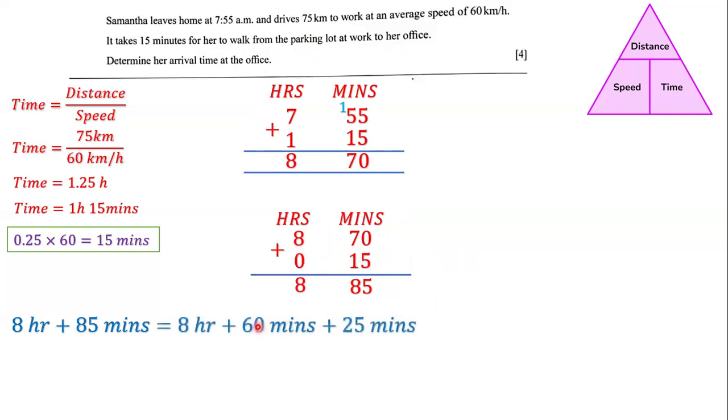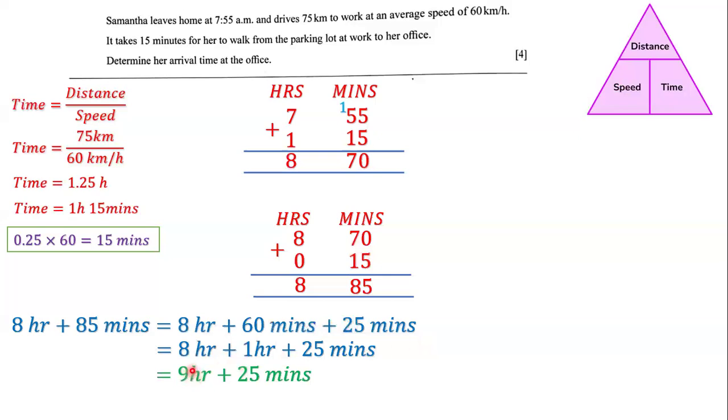We're going to express it as 8 hours plus 60 minutes plus 25 minutes. Well, we know that 1 hour is equal to 60 minutes. And so what we did here is we took 85 minutes and separated it into 60 minutes and 25 minutes. And so we have 8 hours plus 60 minutes plus 25 minutes. Now 60 minutes is equal to an hour. And so we have 8 hours plus 1 hour plus 25 minutes. We add 8 plus 1, and 8 plus 1 is 9. So it's going to be 9 hours and 25 minutes.